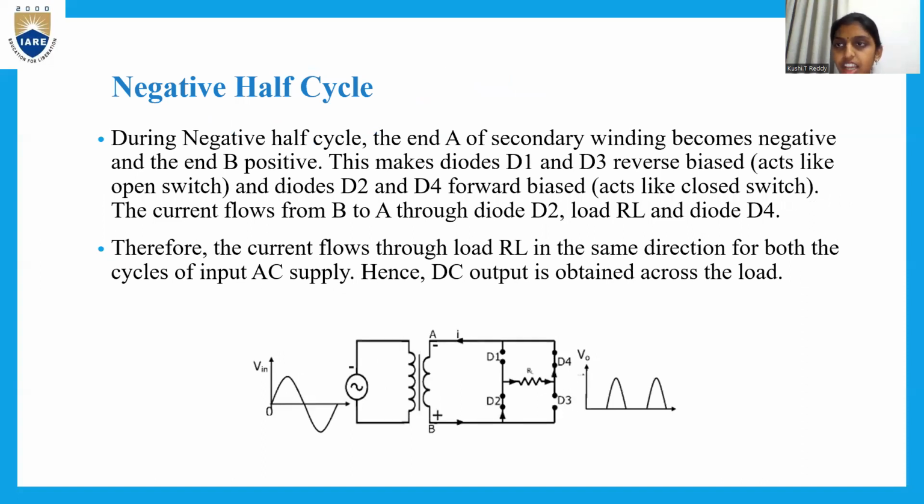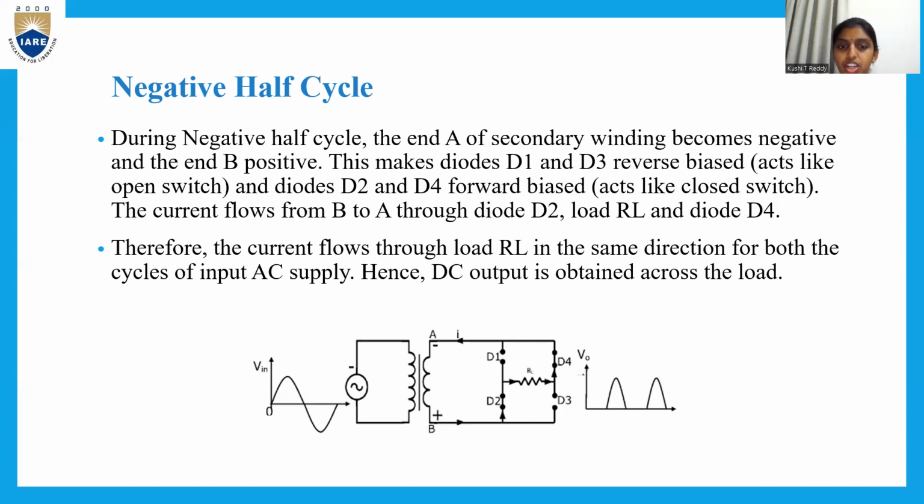Coming to the negative half cycle, as already known, the negative half cycle is completely opposite of the positive half cycle. During the negative half cycle, the end A of the secondary winding becomes negative and end B becomes positive. This makes the diodes D1 and D3 reverse biased, so they act as an open switch, and diodes D2 and D4 are forward biased, so they act as a closed switch. The current flows from B to A through diode D2, load RL, and diode D4.